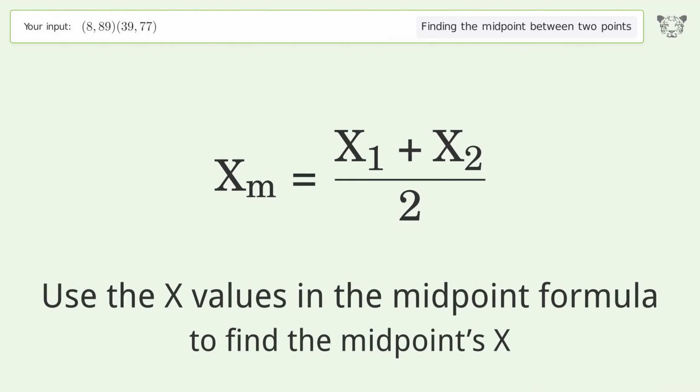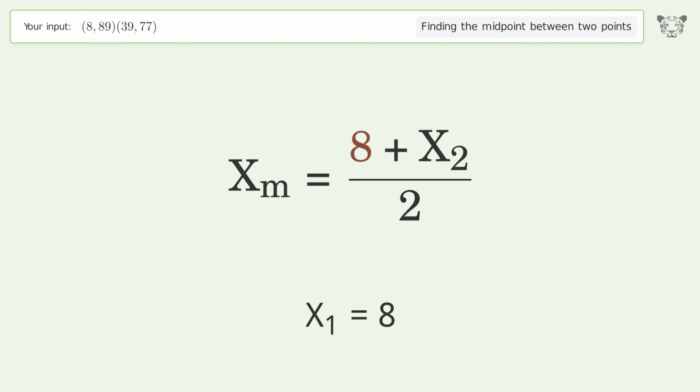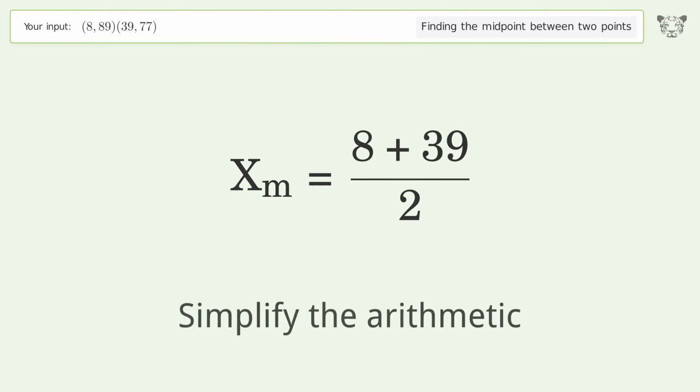Use the x values in the midpoint formula to find the midpoints x. x1 equals 8. x2 equals 39. Simplify the arithmetic.